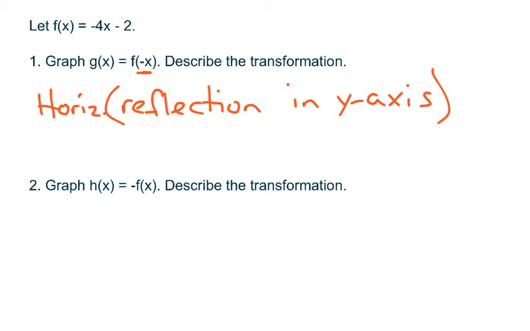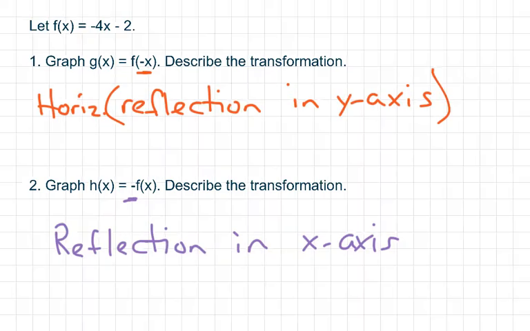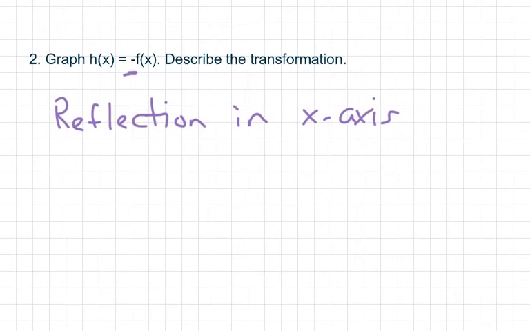For the second one, h of x is equal to negative f of x. Now the negative is on the outside, which means this is a reflection. This would be kind of a vertical reflection. This is a reflection in the x-axis. Okay, reflection in the x-axis. So we've got our transformations. Let's go ahead and graph them.